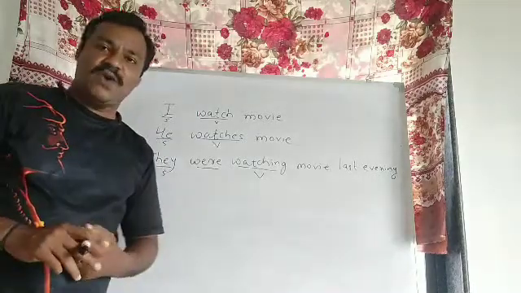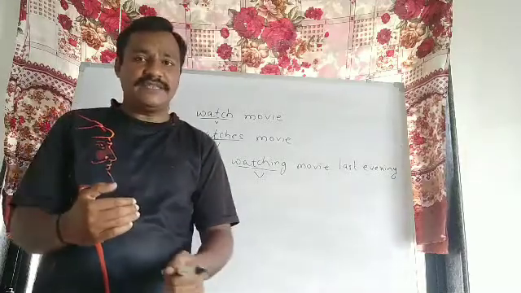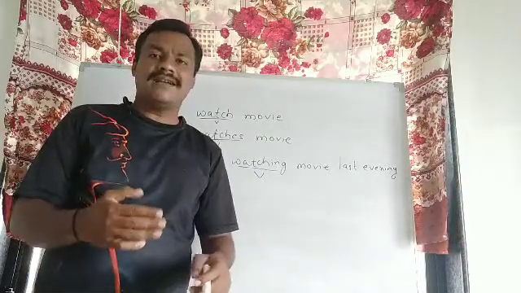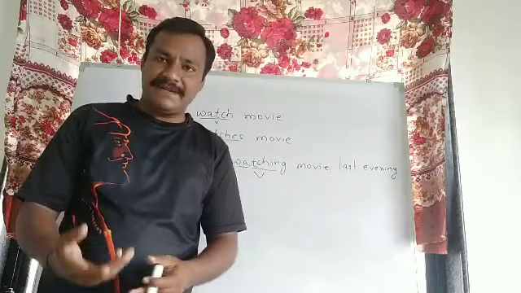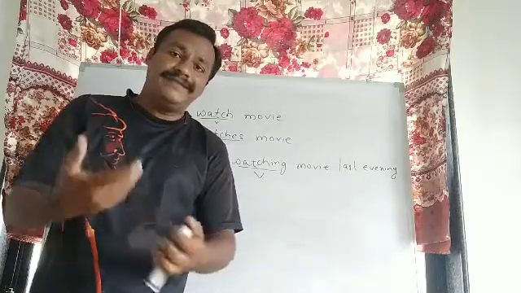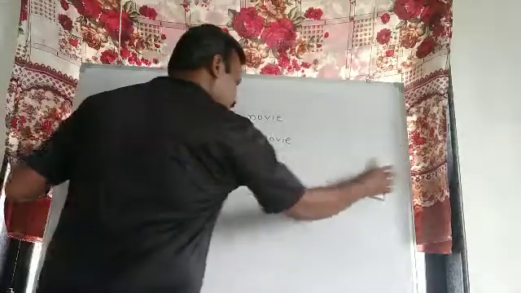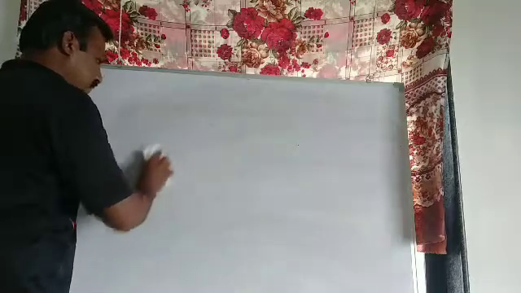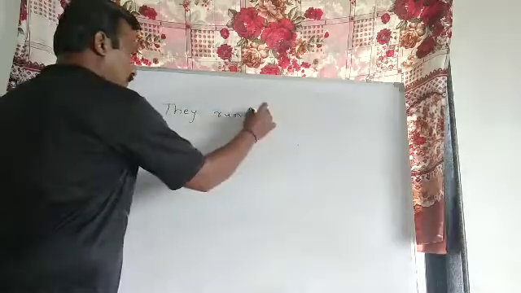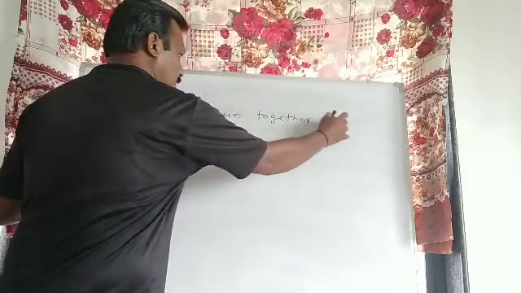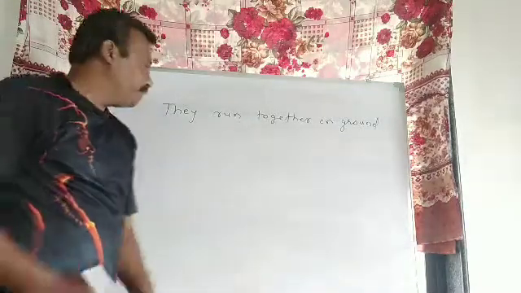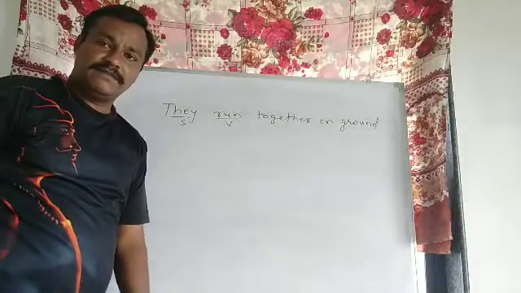As in the definition, it was told that finite verbs change their form according to the number of the subject, person of the subject, or as we change the tense. Some more examples I will give you of how finite verbs change their form according to the subject or according to the tense. They run together on ground. Subject they, verb run.